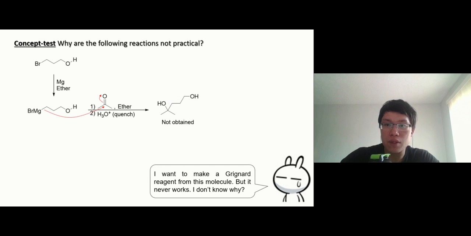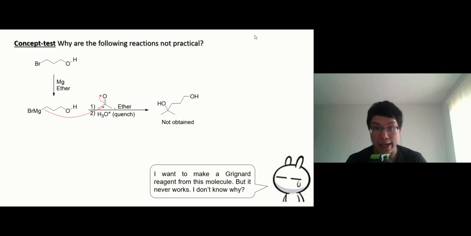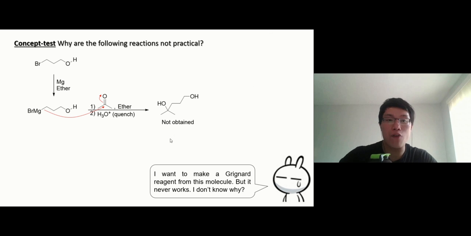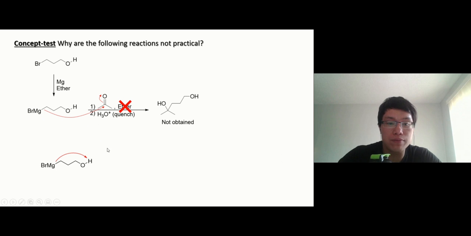What's going on? Well, go back to the previous video. We talked about that acidic solvent or protic solvent is not compatible with the Grignard reagent because the Grignard reagent reacts with it, right? Well, this is not in the solvent, but this is actually in the compound. We have an OH, which is an alcohol, in the compound. So instead of this Grignard reagent reacting with acetone, it will react with itself. Ta-da!